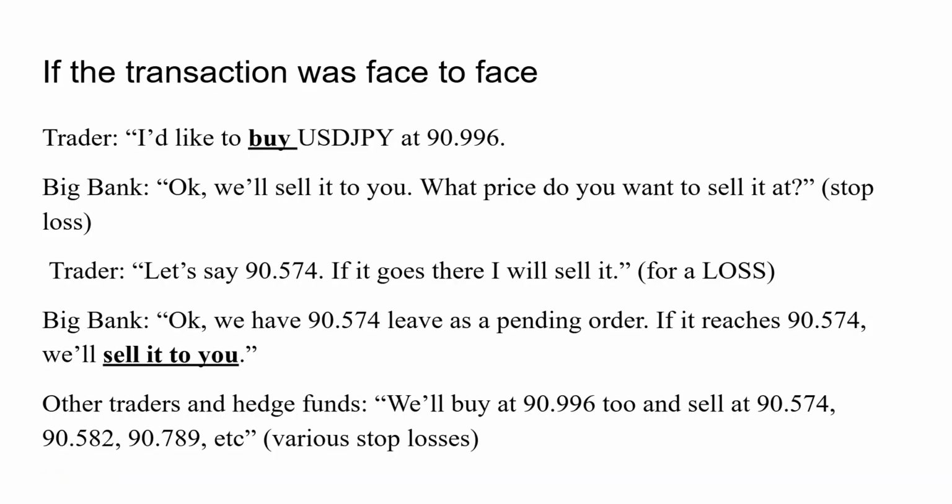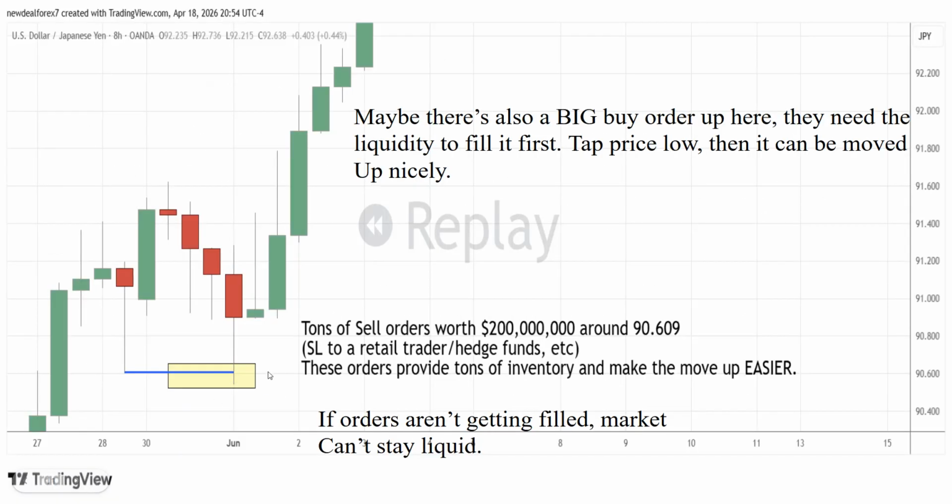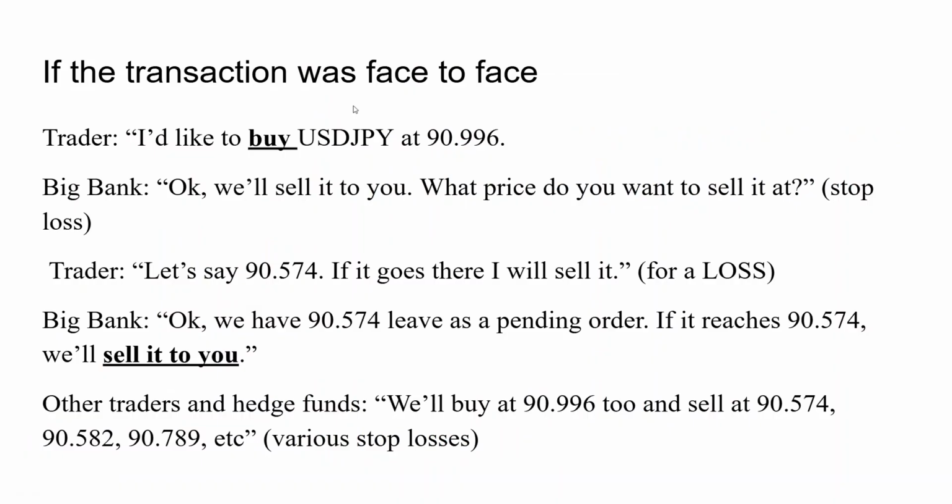All right. Now, other traders and hedge funds are going to do the exact same thing. We're going to buy at 99.62, but all those stops are around 95.74, 95.82, 97.89. Okay, various stop losses, but I promise all those stop losses are down here in this general range. So you see how price opened and it went all the way down to fill all of this demand, right? Because that's what they said they wanted. And then reverses. That's it.